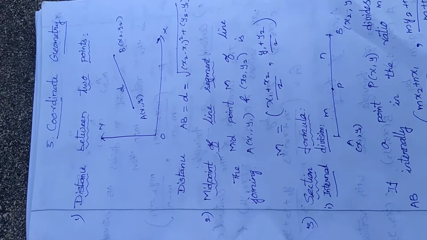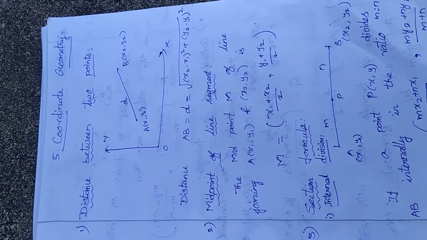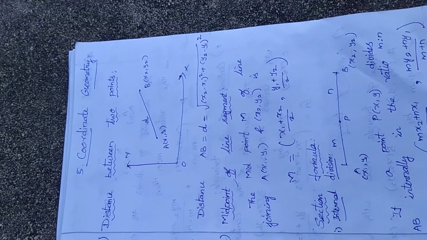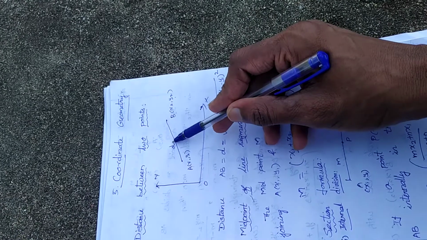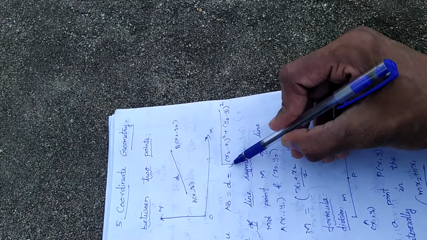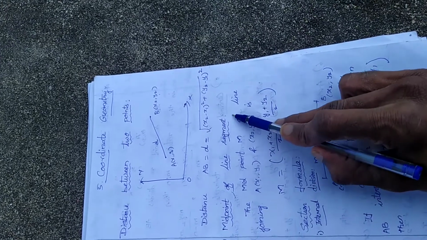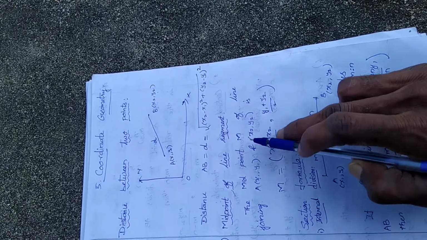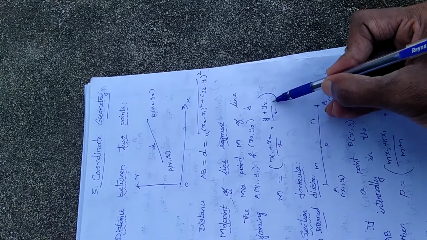Already in the lower class, that is in 9th standard, you have studied the distance between 2 points and the midpoint of a line segment joining 2 points x1, y1 and x2, y2. The distance between the 2 points is denoted as d, and the formula is the square root of (x2 minus x1) whole square plus (y2 minus y1) whole square. The midpoint of a line segment joining 2 points is denoted as m, and is given by m equal to ((x1 plus x2) by 2, (y1 plus y2) by 2).